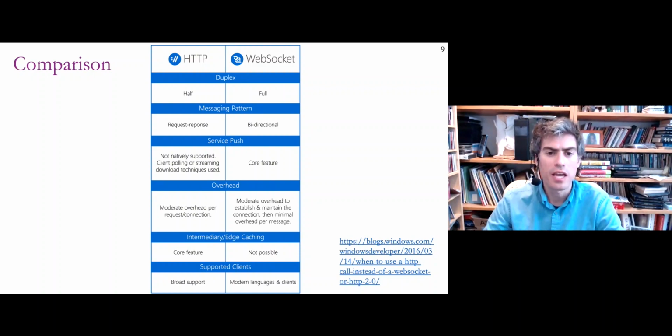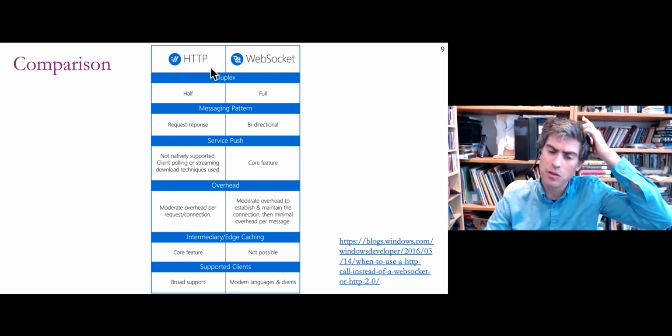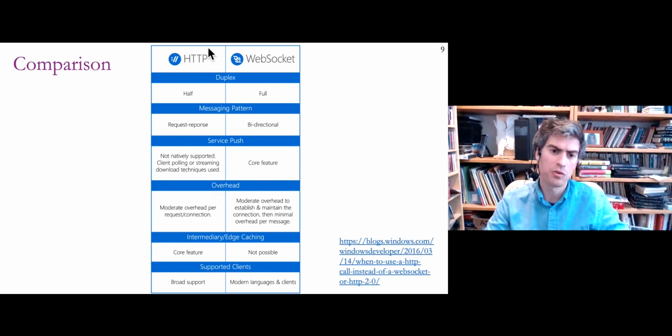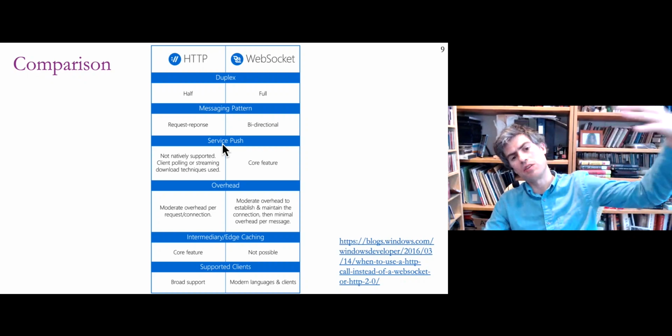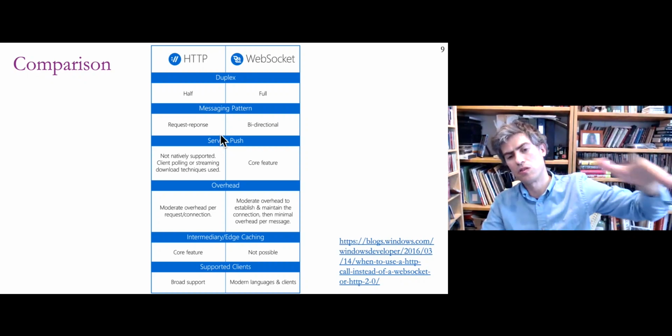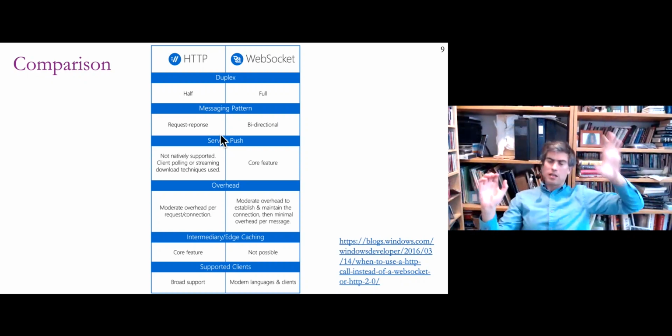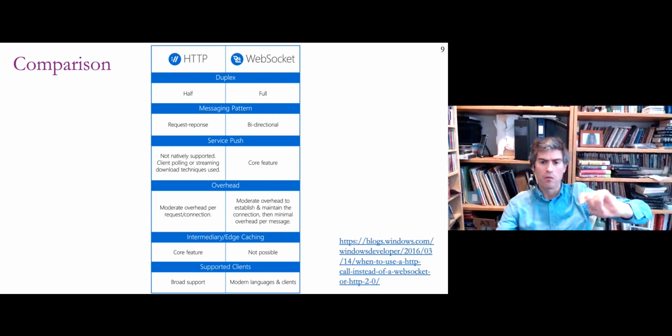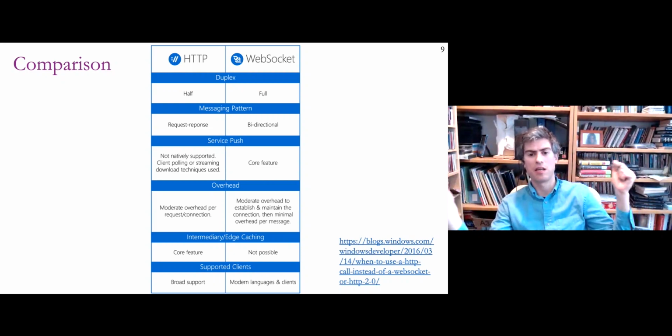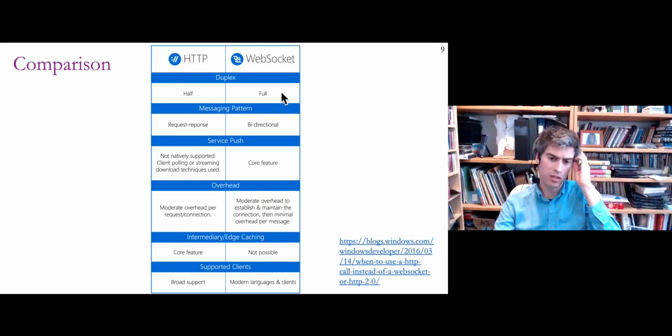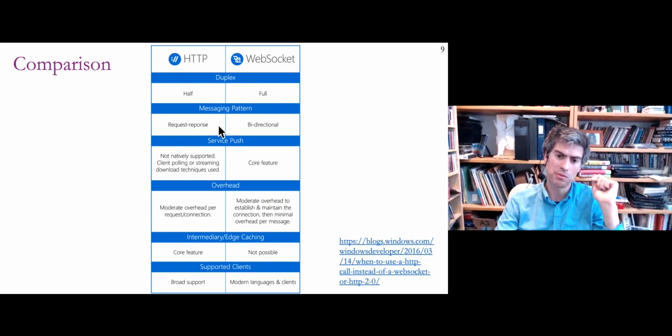All right, this graphic shows a comparison between traditional HTTP and WebSockets. HTTP is half duplex in the sense that the requests always have to come from one side. There's always a clear client and server, whereas with WebSockets, a connection is established and then messages can flow in either direction. So instead of a request-response pattern, it's a bidirectional messaging pattern.